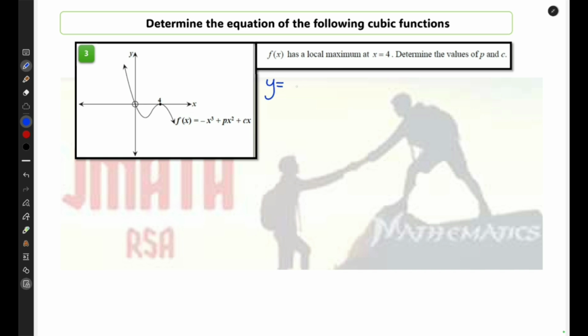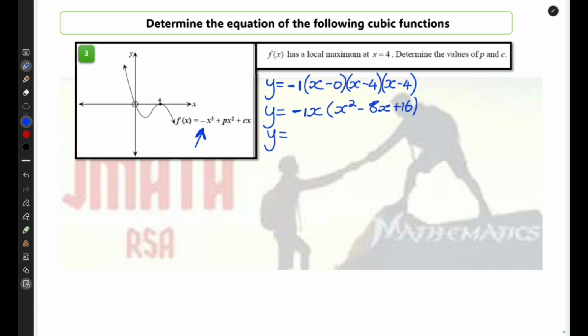So y is equal to, remember, look for the a value, and they actually give me the a value. So I can already put in the minus 1 there, and then I can just say this is x minus 0, x minus 4, and x minus 4. And therefore, I don't have another point, so I don't need to sub in another point. I can just FOIL this out, and then I'm going to get the answer immediately. So just going to say this is minus 1x, and then x squared minus 8x plus 16. If I distribute in the minus x, this is just going to be minus x cubed plus 8x squared, and then minus 16x. That is my final answer.